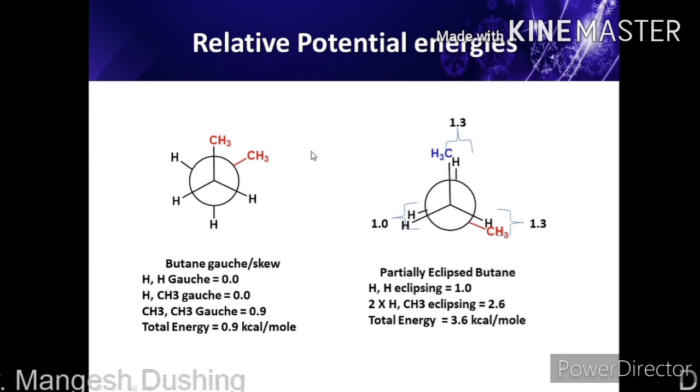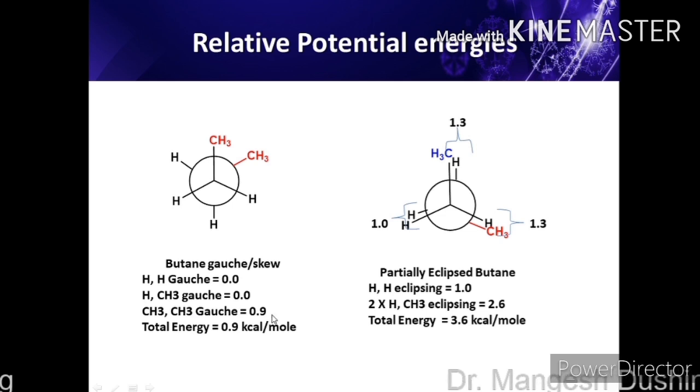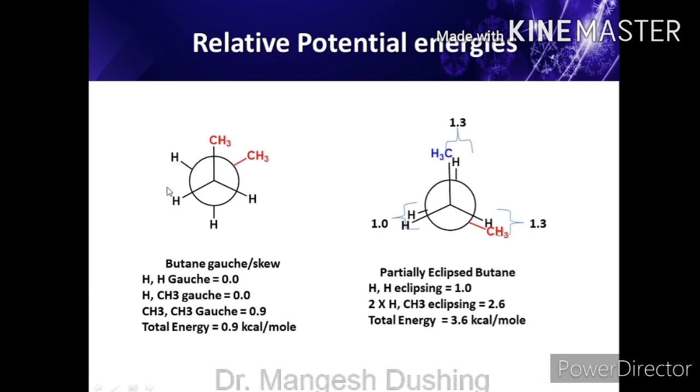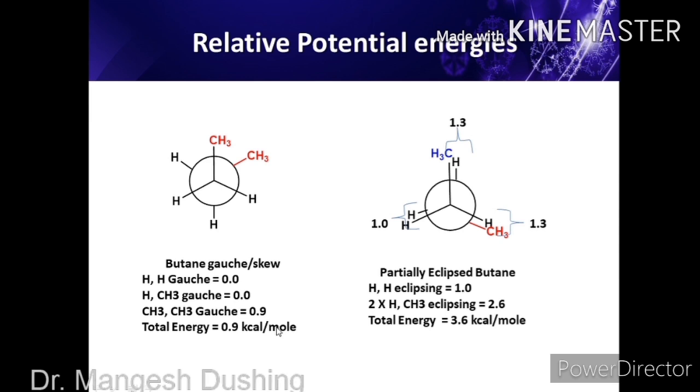Now in the case of butane, this is methyl and methyl making an angle of 60. So this is the gauche conformation or skew conformation. In this case, methyl gauche making an angle of 60, energy is around 0.9 kilocalorie per mole. Methyl hydrogen gauche, energy is 0. Methyl hydrogen gauche, energy is 0. Hydrogen gauche, energy is 0. So the total energy of the molecule is 0 plus 0 plus 0.9 plus 0 plus 0, so the total energy of the molecule will be 0.9 kilocalorie per mole.